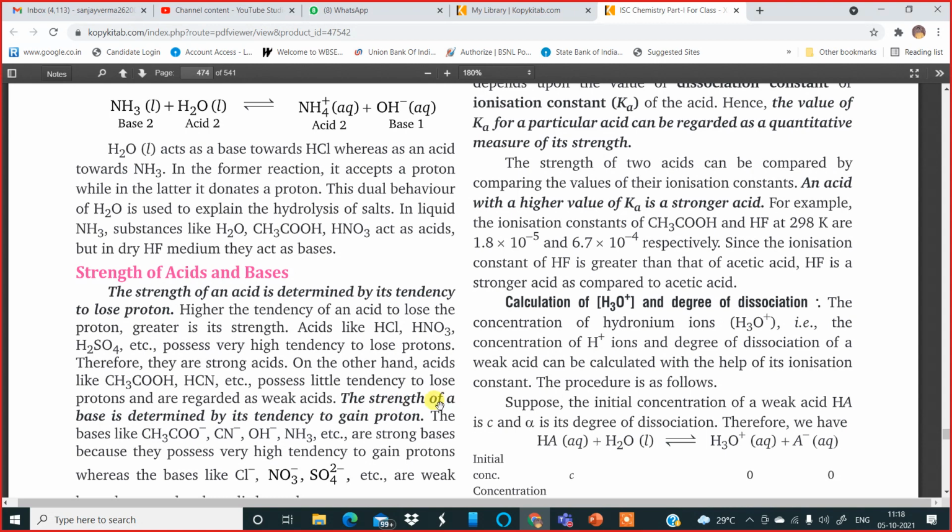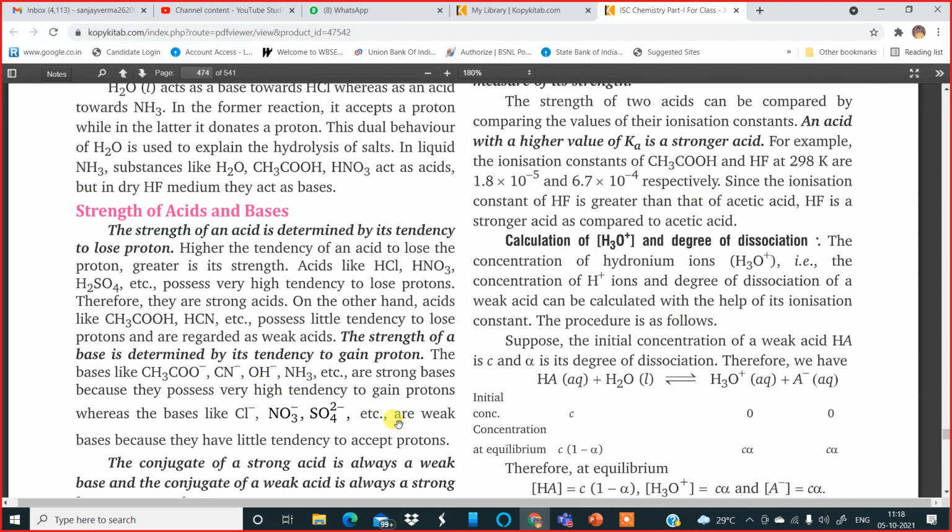Therefore, the strength of a base is determined by its tendency to gain protons. On this basis, it has been explained over here. Bases like acetate ion or cyanide, the negatively charged ions, act as bases because they are proton acceptors. Hydroxyl and ammonia are strong bases because they possess a very high tendency to gain protons. Whereas bases like Cl minus, nitrate or sulfate are weak bases because they have little tendency to accept protons. So the ions are also spoken of as acidic or basic in nature.